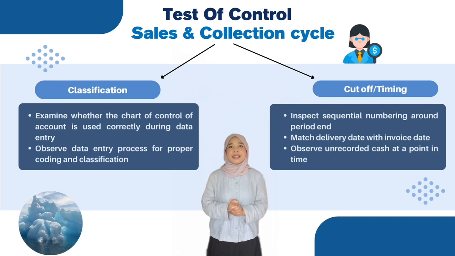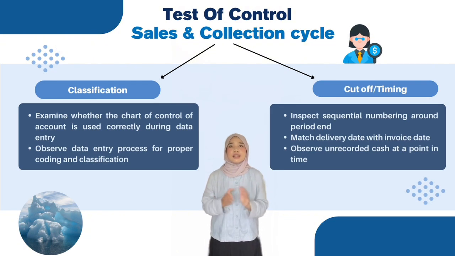Next, we have the classification assertion, which ensures that the transactions are recorded in the correct account. The tests of control include examining whether the chart of accounts is used correctly during the data entry. This is to ensure that revenue and cash are posted to the appropriate ledger account.